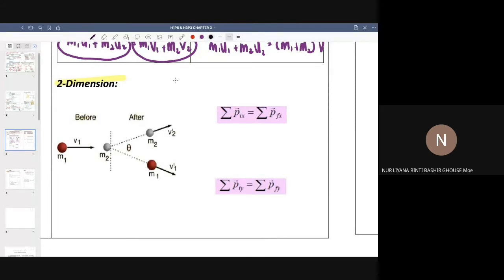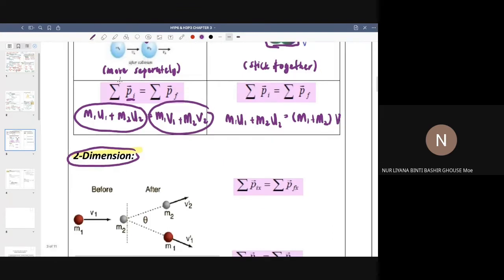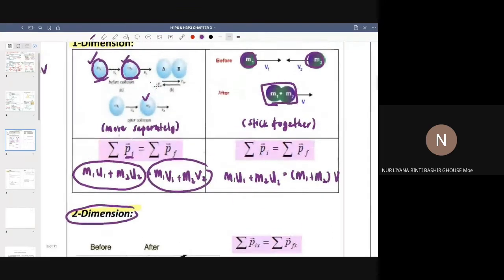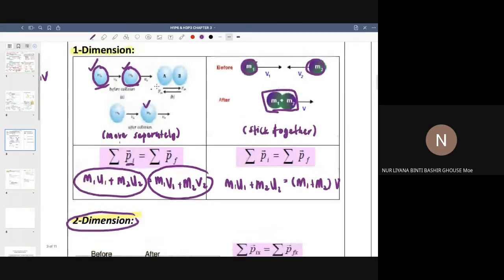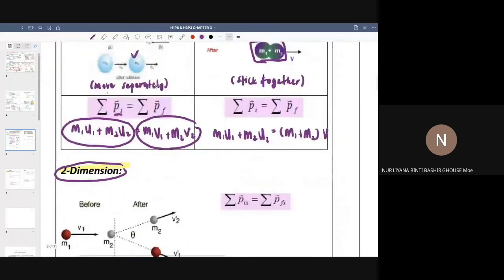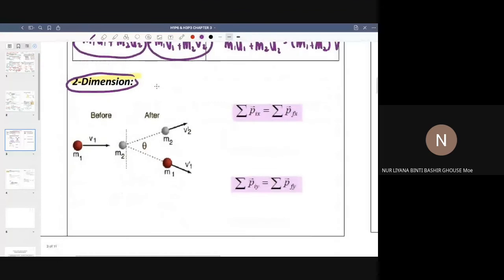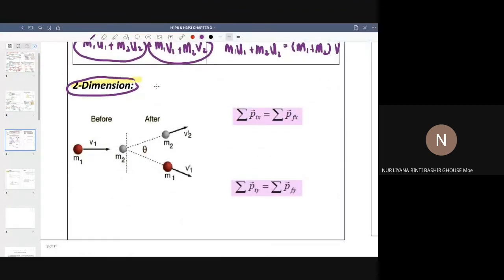Konsep dia sama sahaja. Okay, so sekarang adalah untuk dua dimension. So bila dia jadi dua dimension, tengok tadi equation kita satu je, satu initial, satu final, sebab semua bergerak horizontally sahaja. Semua bergerak in the X component sahaja. Tapi sekarang dia bergerak in the X and also Y component. Okay, so what happens is kita akan buat momentum.